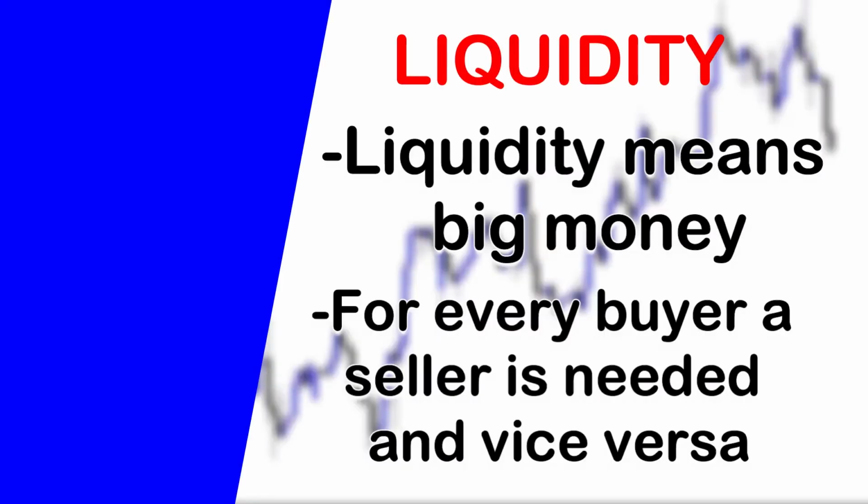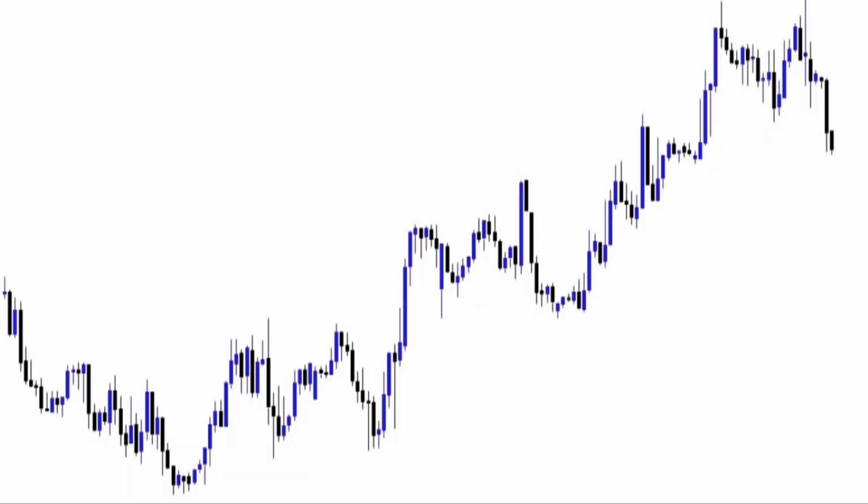The liquidity simply means big money. As we all know, for every buyer a seller is needed who can sell those shares, and for every seller a buyer is needed who can buy those shares. When the smart money wants to enter the market, they manipulate the price and increase the liquidity to induce the retail traders into the market.